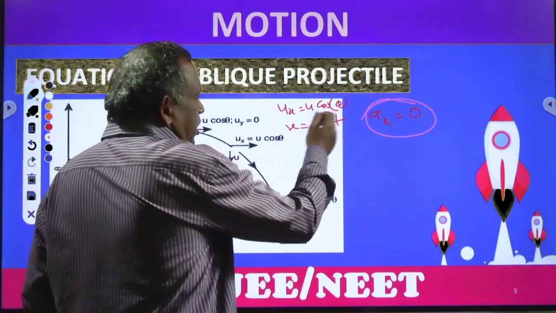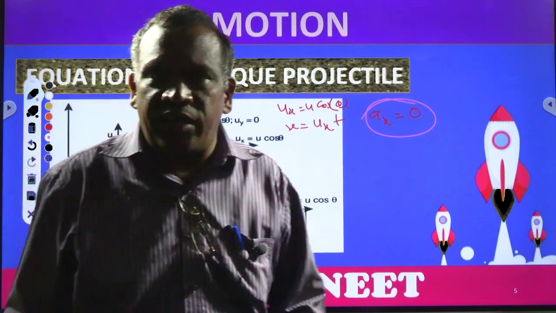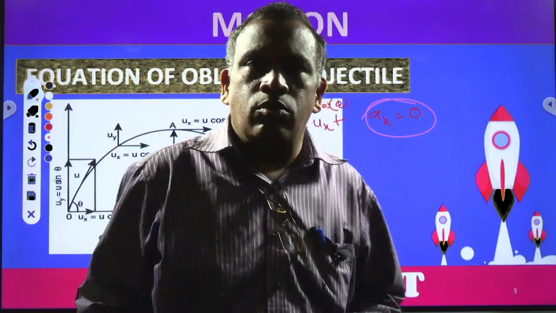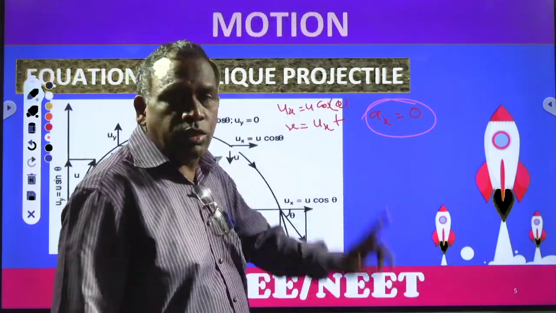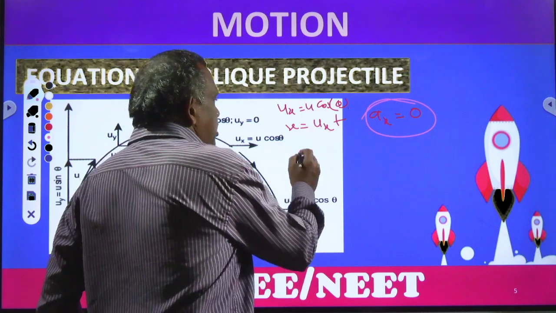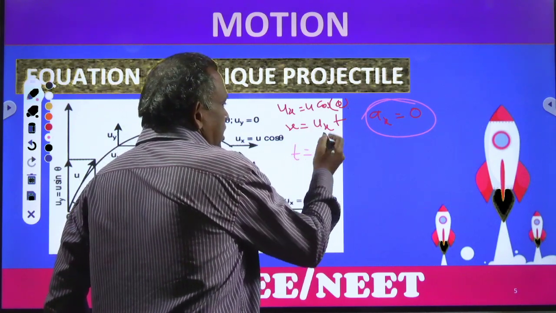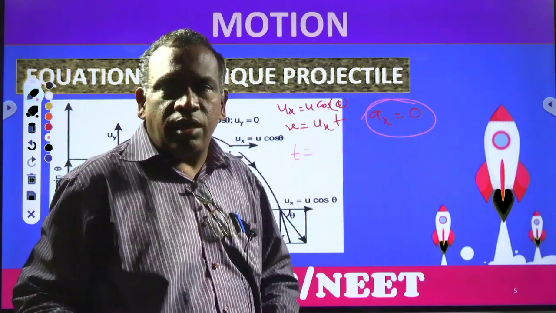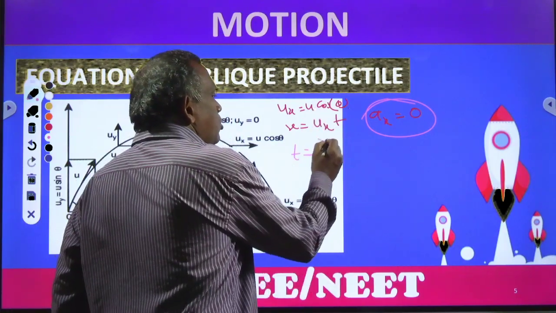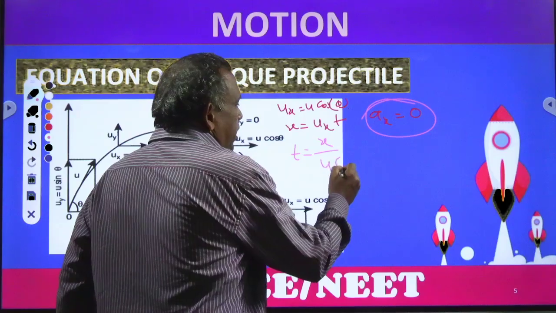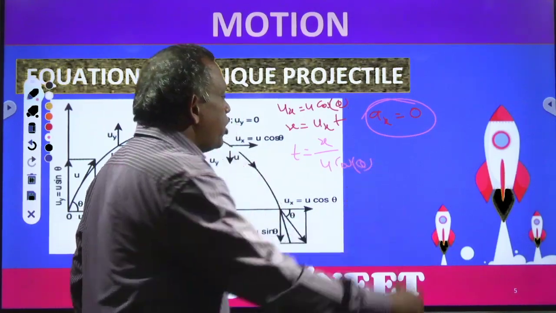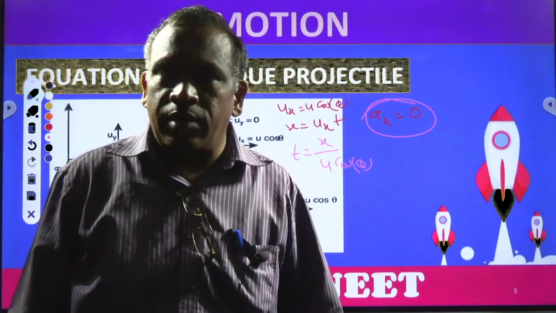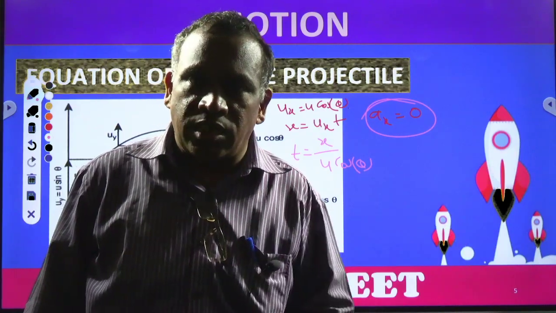So s is equal to ut plus half at square. The ax term is 0, so x is equal to ux into t. So t is equal to x by ux. Ux is nothing but u cos theta, so t is equal to x by u cos theta. This is the important equation.